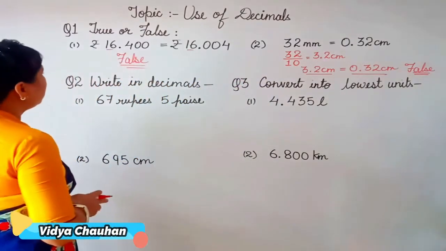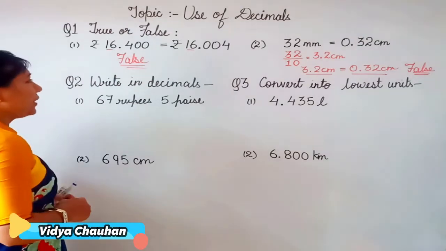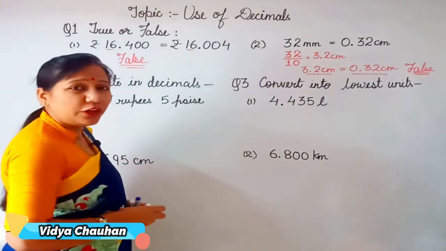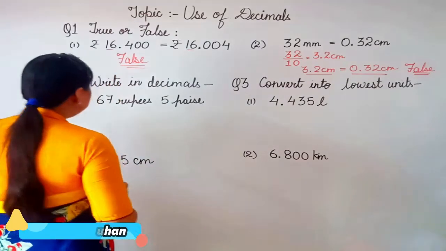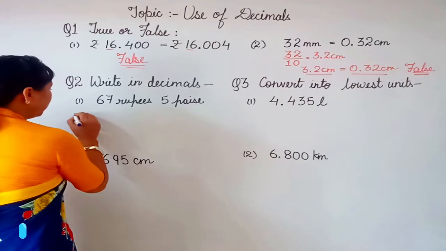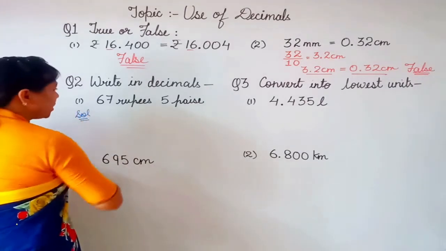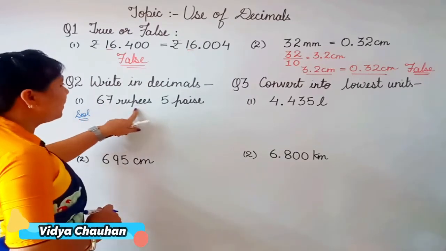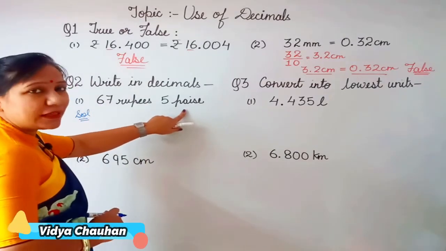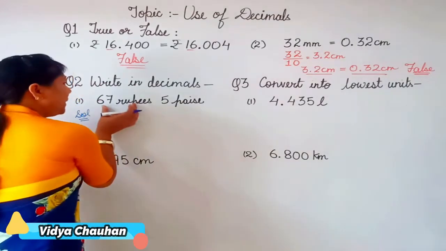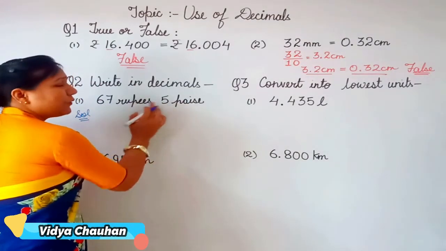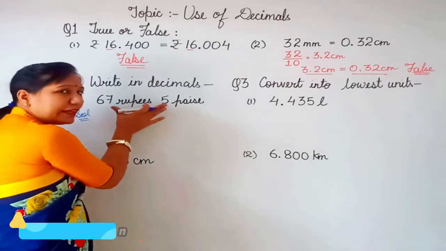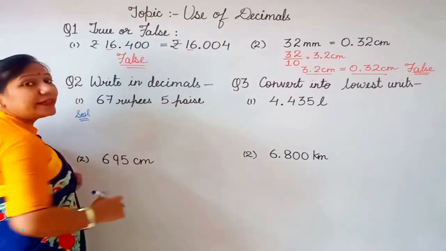Coming to the second question, in which you have to write the numbers given to you in decimal form. Let's check how to solve these questions. The first part says you have to convert 67 rupees and 5 paise. What is given to you? Rupees 67 and 5 paise. And we have to write the same value in decimal form.